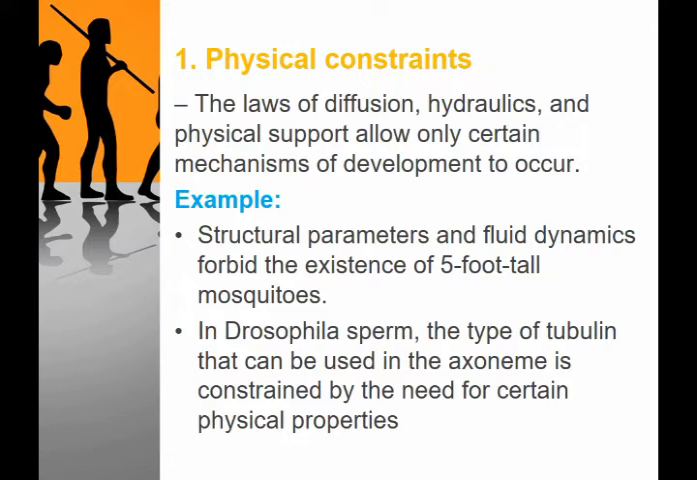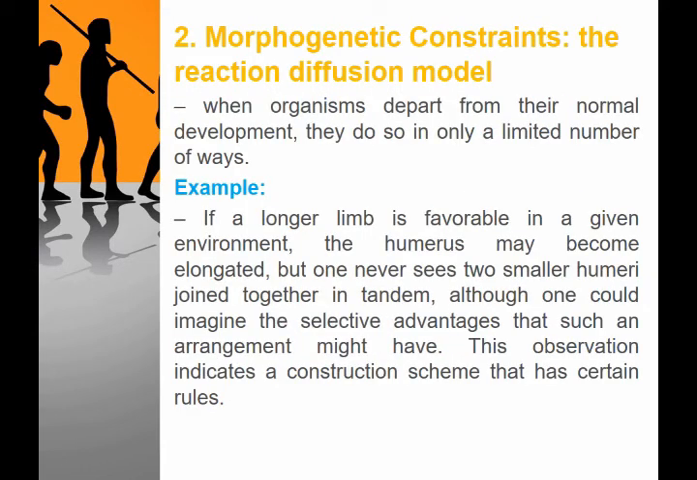And the second example is in Drosophila sperm, the type of tubulin that can be used in the axoneme is constrained by the need for certain physical properties. The second is the morphogenetic constraints, the reaction diffusion model.